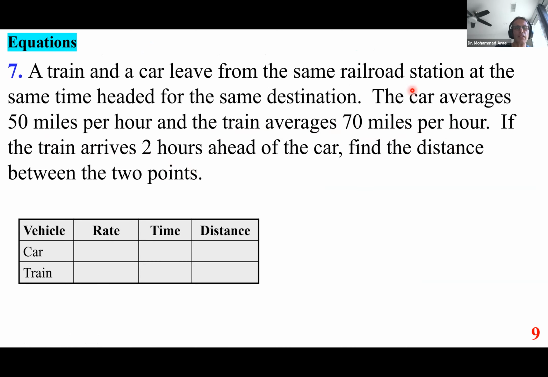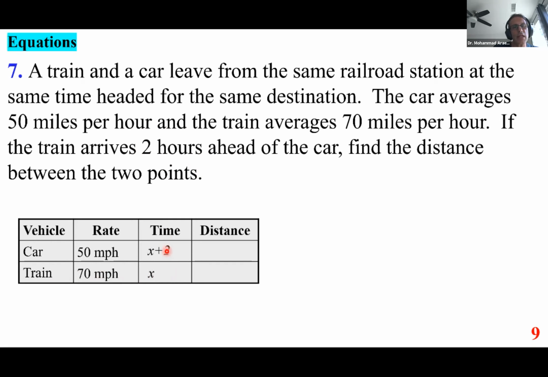Again, let's plug in, obviously, 50 and 70. 50 is the speed of the car, train is 70. Needless to say, you realize if the train is going fast, it's going to get there faster. And so if it takes X amount for the train to get there, and it's going to get there 2 hours ahead, that means the car is 2 hours behind, X plus 2.